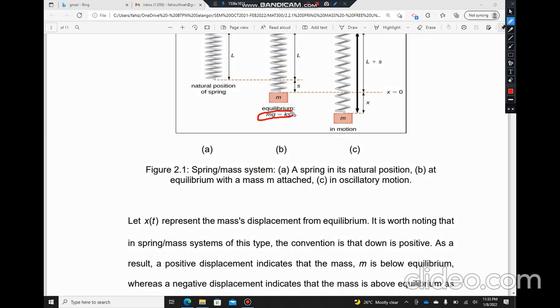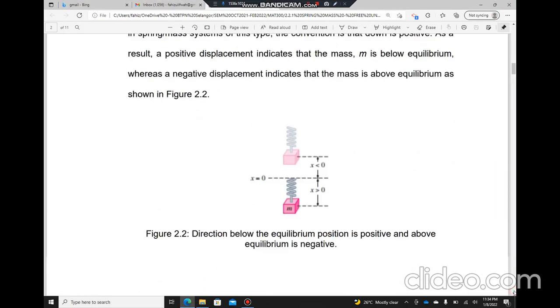This one, W equals mg, this W, the formula mg is W, and this Ks is the formula for F, or force. So W is berat, weight. F equals force, daya. So it is in equilibrium if the value of the weight equals the value of the force. W equals F. Okay.